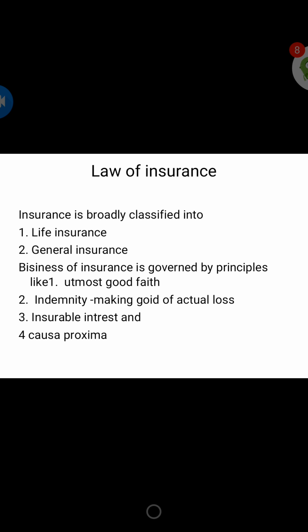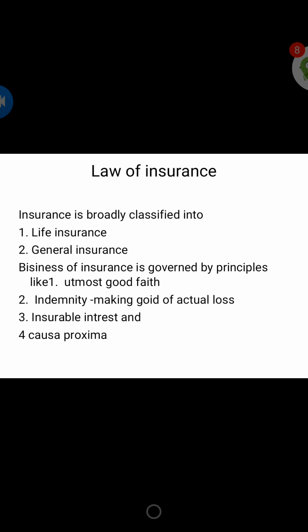Insurance is classified into broadly two categories: life insurance and general insurance. Life insurance means you take insurance where the basic subject is your life. General insurance means the subject matter is like marine insurance, fire insurance, third party insurance, liability insurance. So there are various types of insurance.